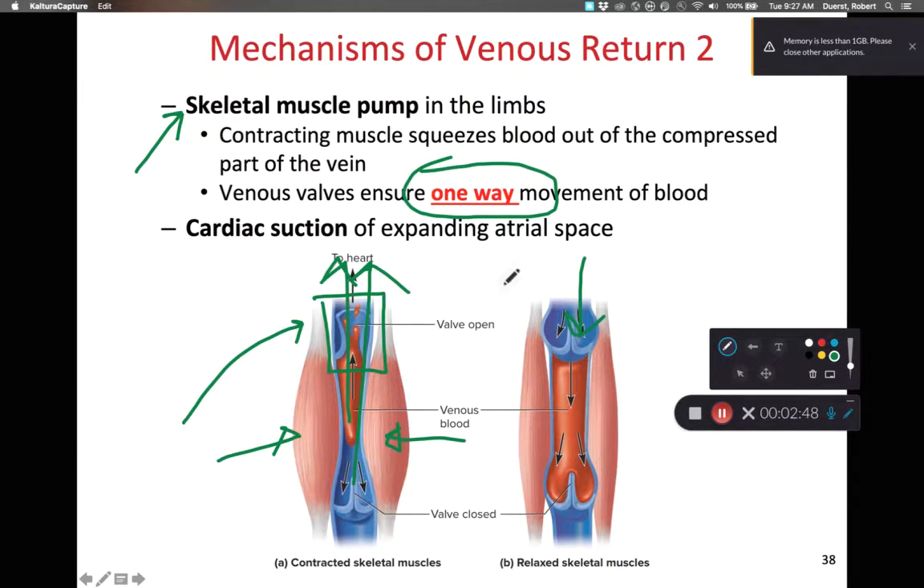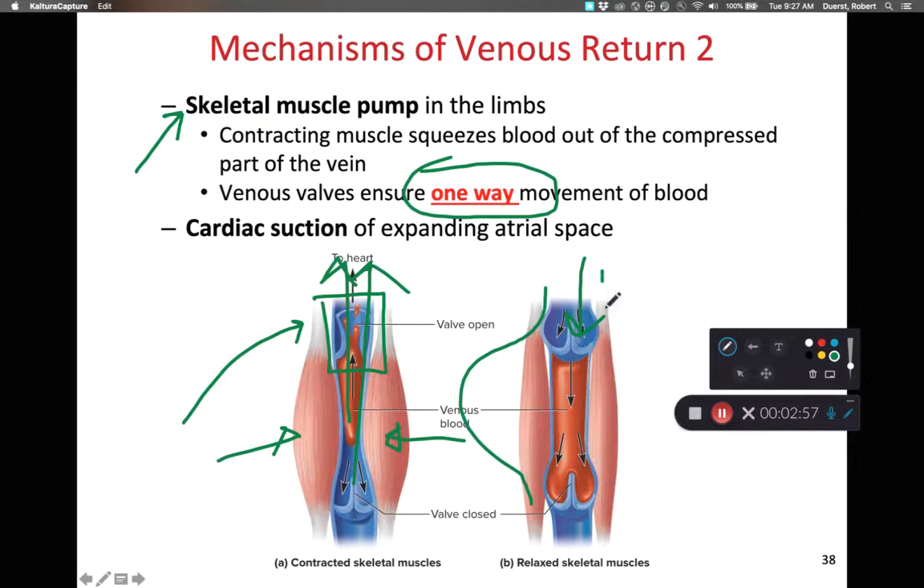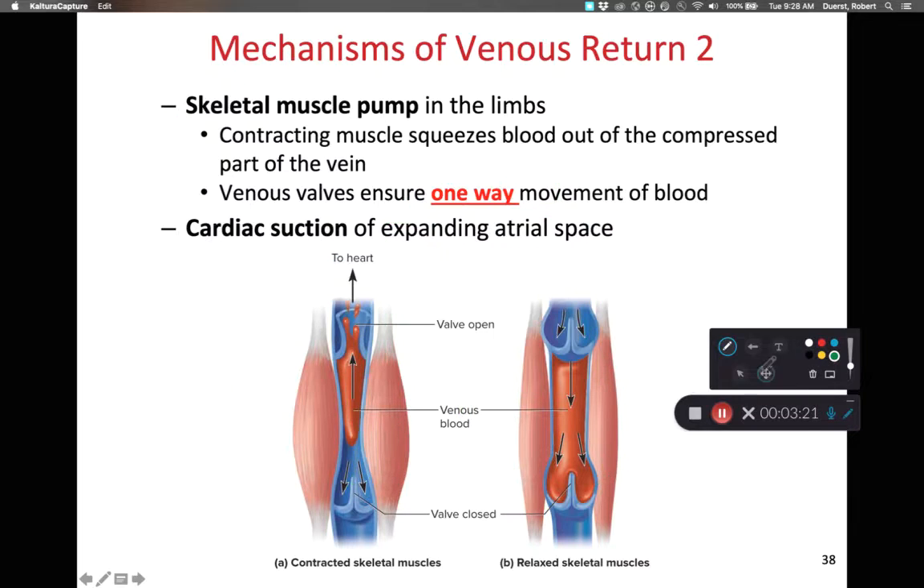Occasionally, these one-way valves in our veins go bad, particularly in the lower legs. And when those one-way valves go bad, the veins bulge outward because of blood pooling in them, and an individual will develop varicose veins as a result. We also have cardiac suction. As the atria of the heart relax and expand, they create a low pressure zone that will suck blood back into our heart, pulling the venous blood back towards the heart.